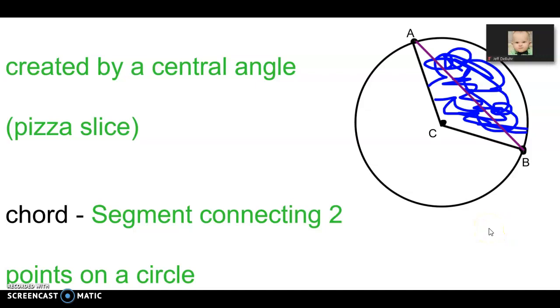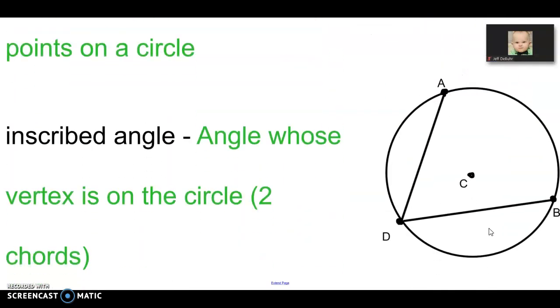All right, we have one more term here to learn, and that's called an inscribed angle. So you see here, this picture is a little bit different, where we still have our center C, but we're not forming an angle with 2 radii. We're forming an angle with 2 chords that have the same vertex D. So it's an angle whose vertex is also on the circle. So you have a chord AD and a chord BD forming angle ADB. So the angle here we refer to as an inscribed angle.